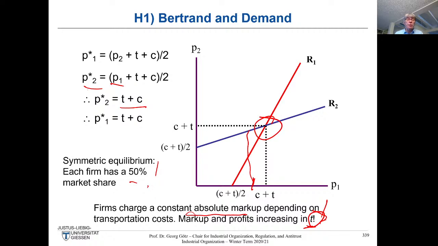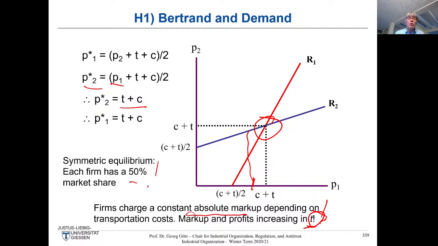If transport costs were 0, prices would be equal to marginal cost, and we would be back in our Bertrand paradox world with homogeneous products. Because if there are no transport costs, it doesn't matter for each consumer at which shop he or she buys, okay?